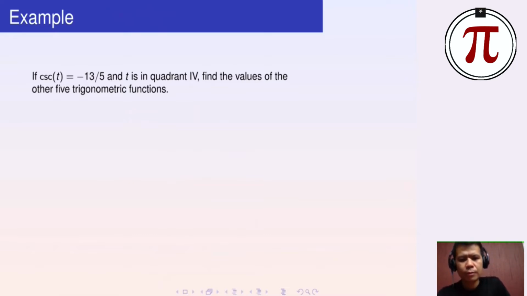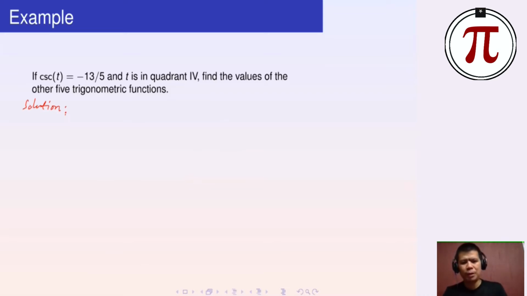If cosecant t equals negative 13 over 5 and t is in quadrant 4, find the values of the other 5 trigonometric functions. Okay, very good. For this one, cosecant t is negative 13 over 5.